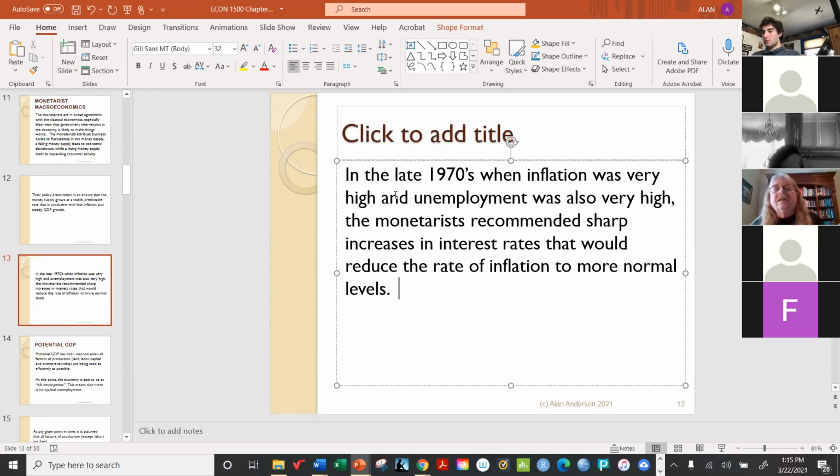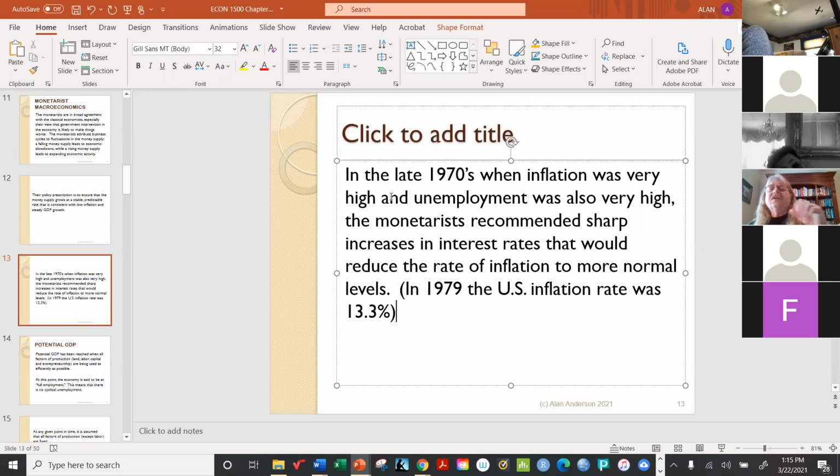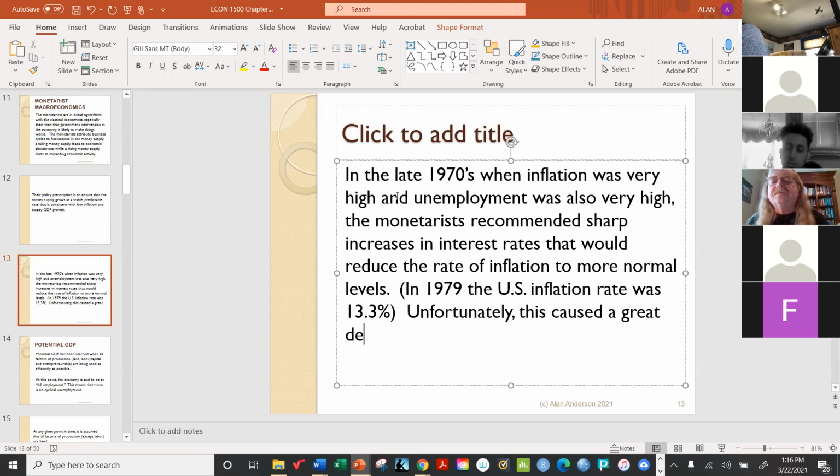Okay. And in fact, in 1979, it's hard to imagine this now, the US inflation rate was 13.3%, which is just beyond belief. Now, it's pretty standard that our inflation rate is essentially 2% or even less. Right now, it's about 1.5%. Just the idea of 13.3% inflation is beyond belief. And so unfortunately, this caused a great deal of unemployment for the next few years.